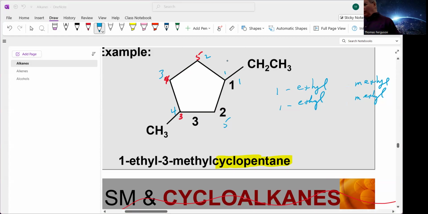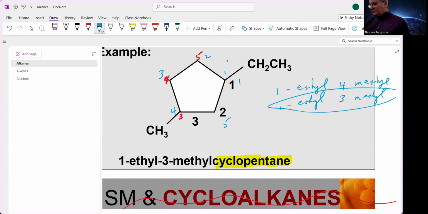Okay, so it's going to be 1 ethyl. We're using the blue numbering. 4 methyl. We're using the black red numbering. It's going to be 3 methyl. So that one wins out. So it's going to be 1 ethyl, 3 methyl cyclopentane.